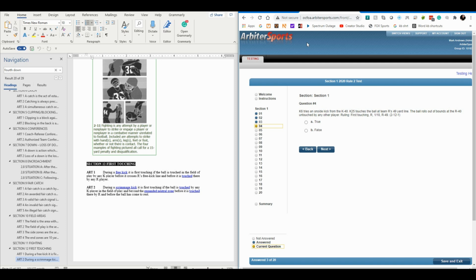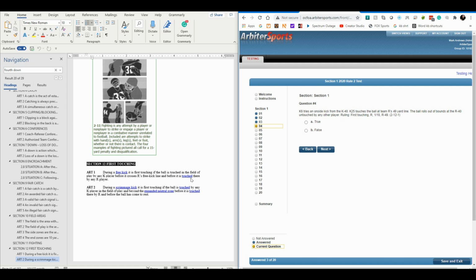So if we look at 2-12-1, it says during a free kick, which is what we have here, an onside kick happens during a kickoff, and it could happen from a safety as well. But they're both free kicks. It is first touching by, if the ball is touched in the field of play by any K player, which we have, before it crosses R's free kick line and before it is touched there by any R player. So what is that saying?